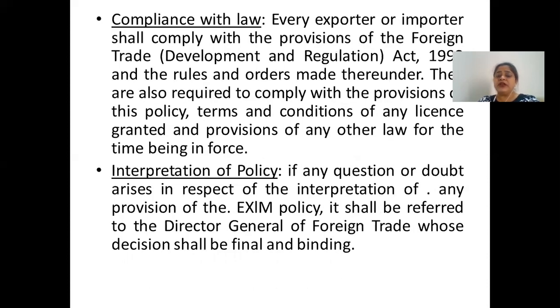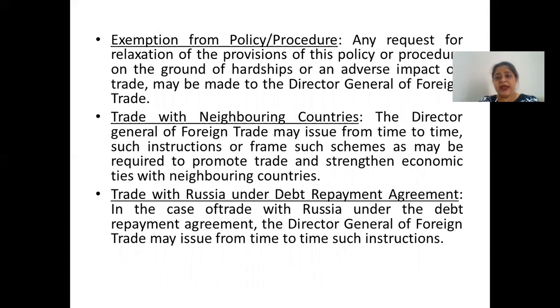Then all the people entering into any kind of export or import transaction must comply with all the provisions of the Foreign Trade Development Regulation Act and all the rules and regulations which have been introduced from time to time along with this law. Then there is the export import policy, wherein all the rules and provisions given would be final, and we have to comply, and any contravention will invite penalties, etc.